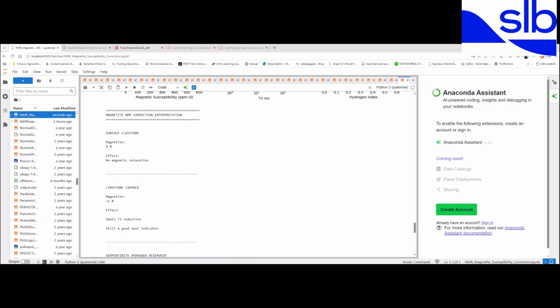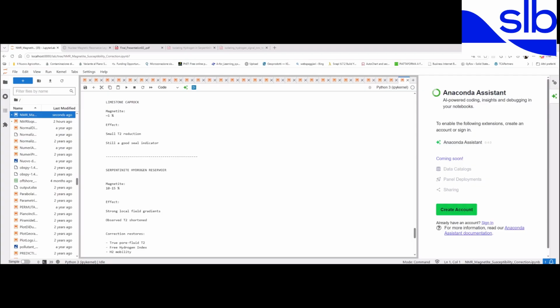What does it mean? With the magnetite NMR correction, you have 0 magnetite in the surface first layer, claystone. You have 5% in... 1% in limestone. In the limestone cap rock you have 1%, and the effect of this 1% is a small T2 reduction and still a good seal indicator. So you reduce the T2, the T2 value.